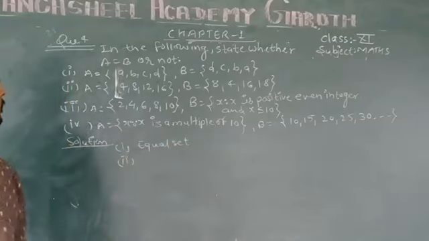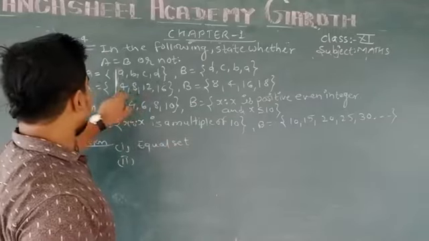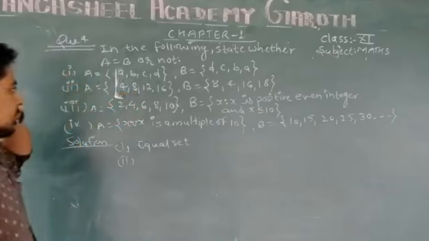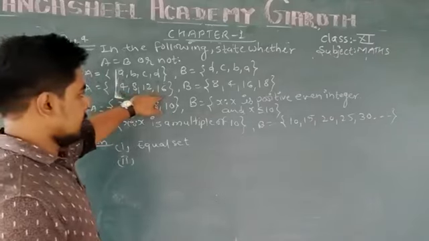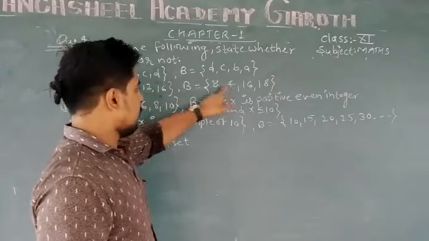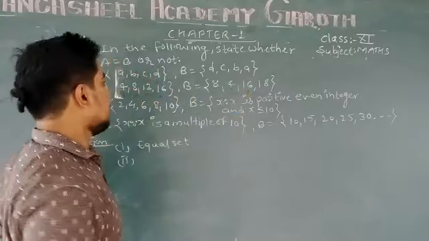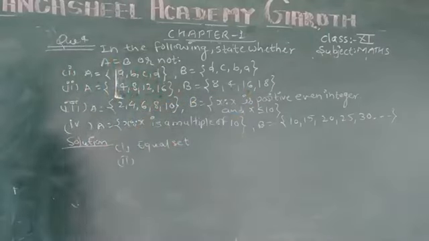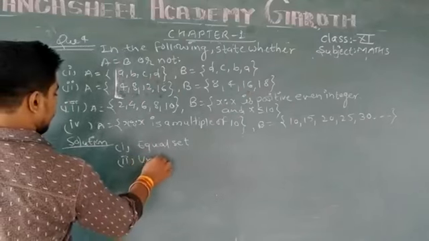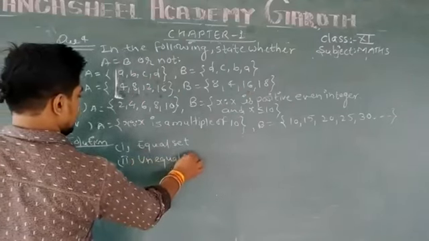Second, 2, 4, 6, 8. In the second set, A contains 4, 8, 12, 16. B contains 4, 8, 16, but one element is different, because of that they are called unequal sets.